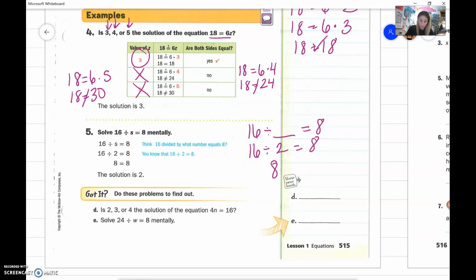16 divided by 2 equals 8. 8 equals 8. Check. That makes sense. All right, let's see if we can solve this one mentally. 4 times what number equals 16?